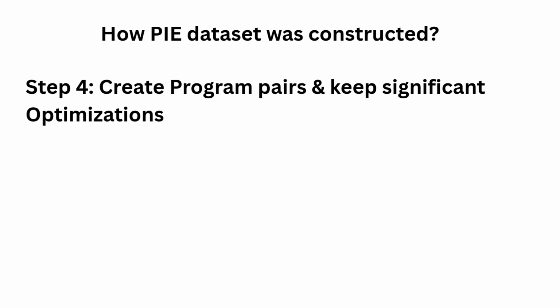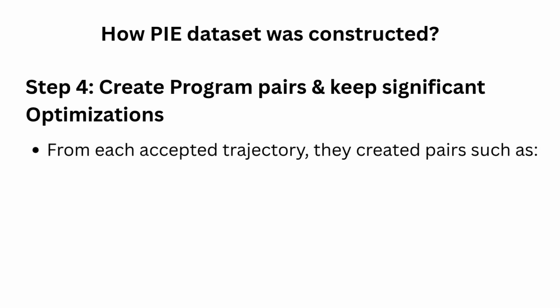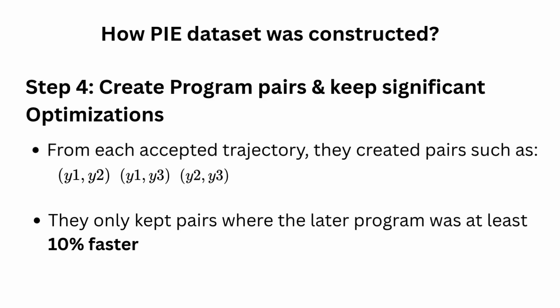Step 4. Create program pairs and keep only significant optimizations. From each accepted trajectory, they created pairs such as Y1Y2, Y1Y3, and Y2Y3. Each pair represents a slower version and a faster version. They only kept pairs where the later program was at least 10% faster. This ensured the dataset contained meaningful performance improvements, not tiny or noisy differences.